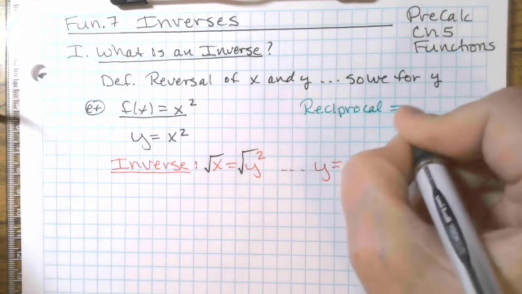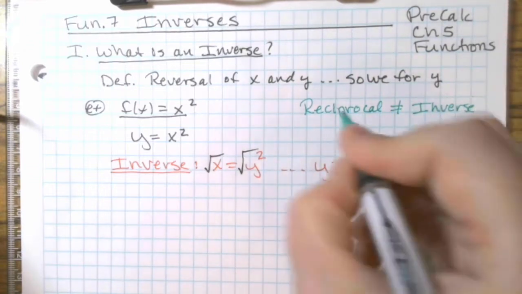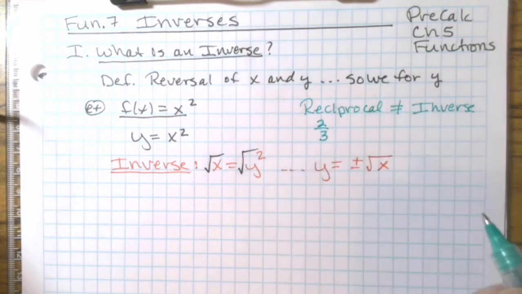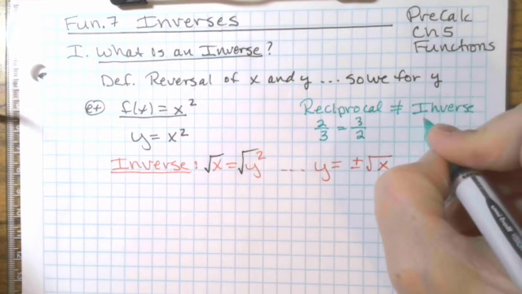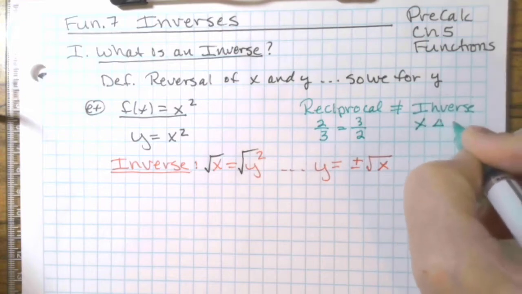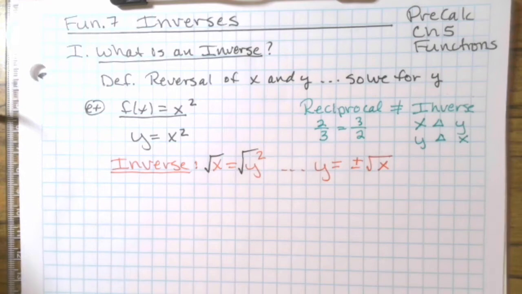Now remember, inverse is a reversal of x and y, not to be confused, despite me saying it, as reciprocal. A reciprocal is not the same as an inverse. A reciprocal is where you take a fraction, for example, 2/3, you flip it, you get 3/2. An inverse is where x is actually changed to y and y is changed to x. It doesn't involve flipping anything.